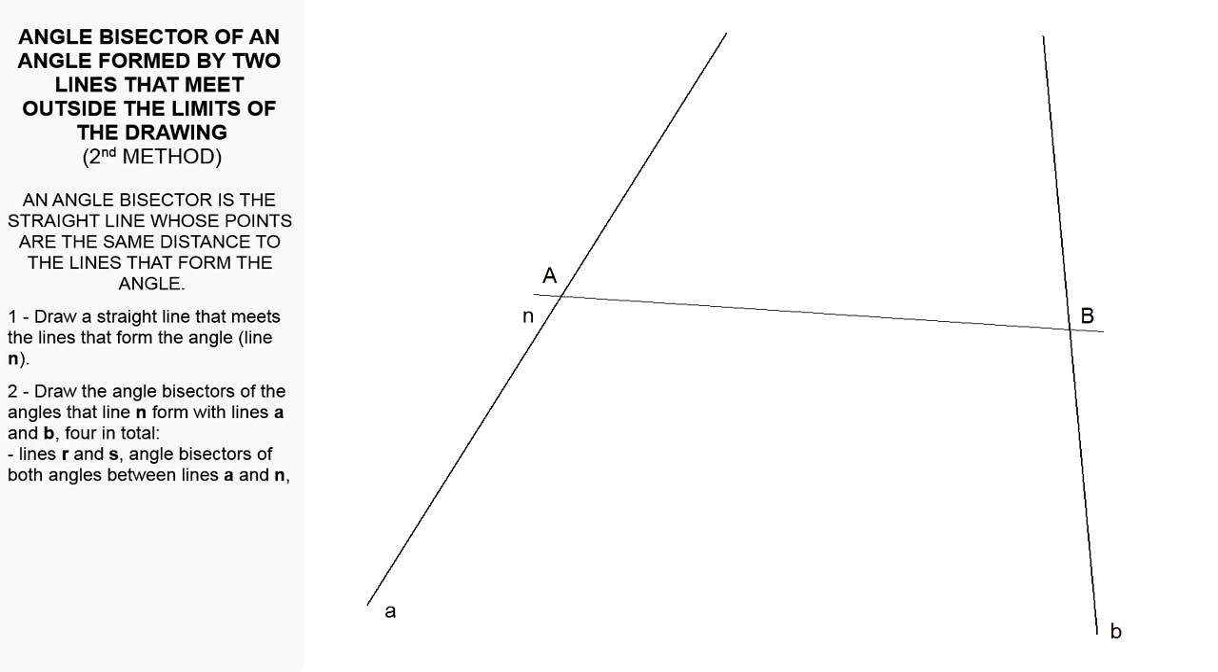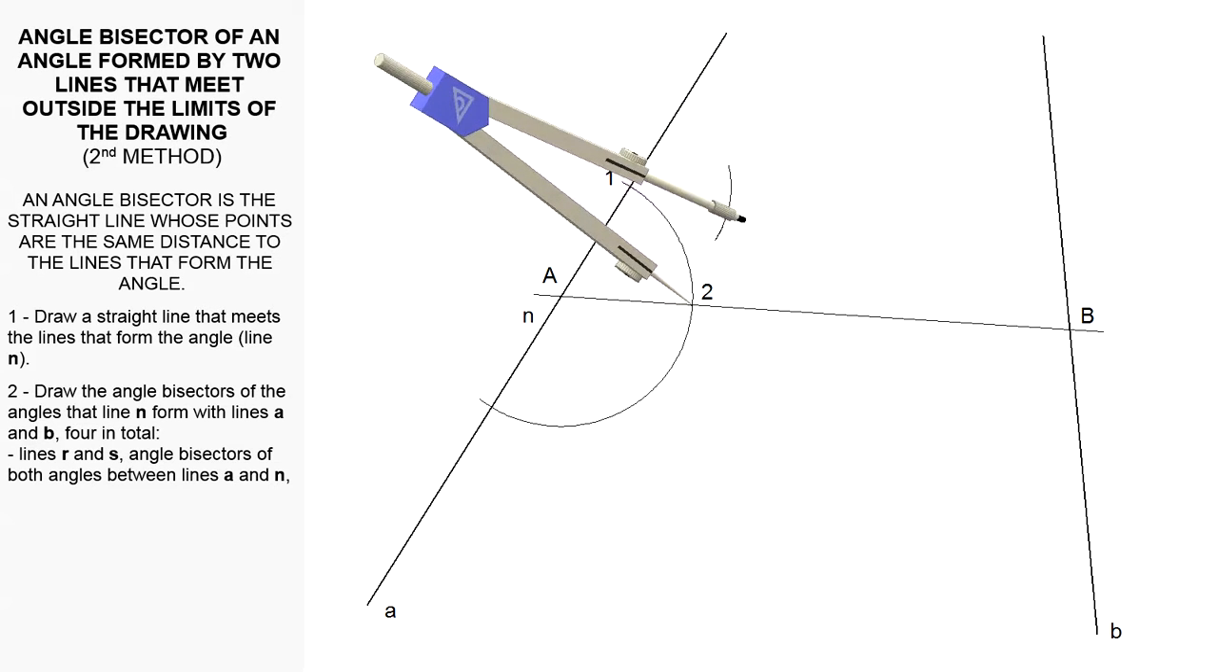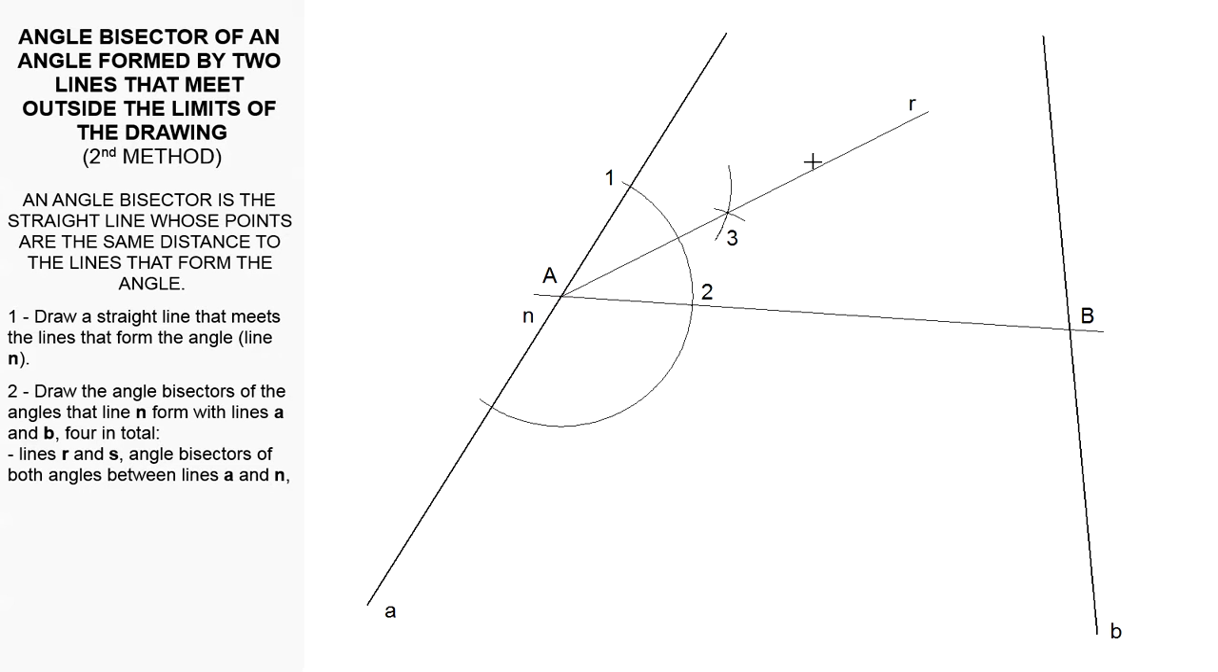In order to draw the two angle bisectors of the angles that lines A and N form at point A, we will draw an arc the radius we want using point A as center. The angle bisector of this first angle that lines A and N form is drawn using these points 1 and 2. Using both points as centers, we draw two arcs the same radius long as we want, that meet at this point 3, being now able to draw the first angle bisector, this straight line R.